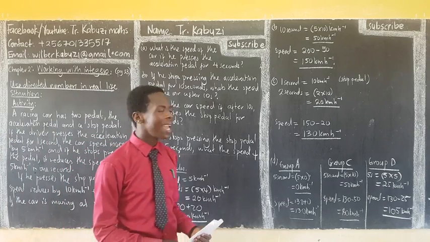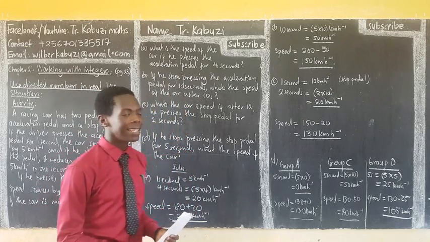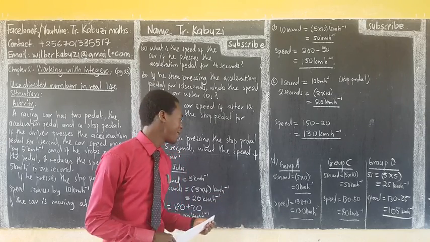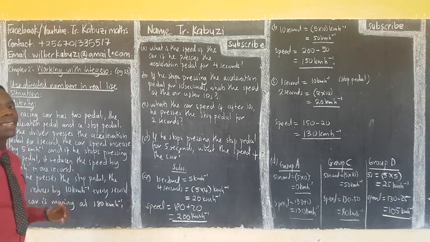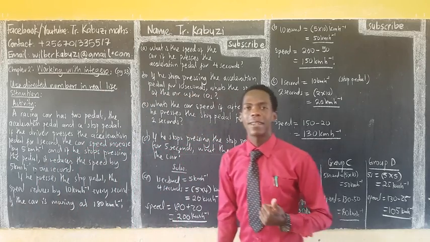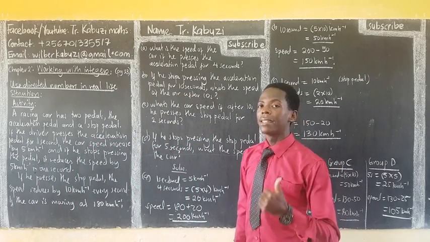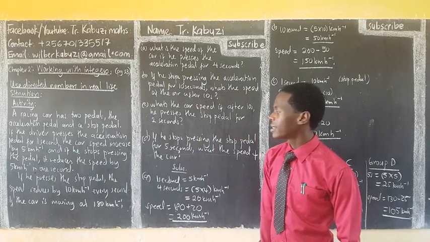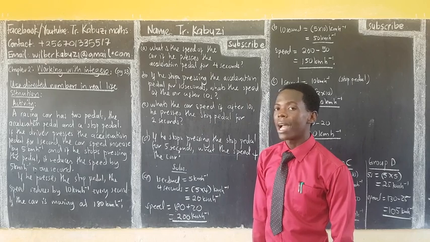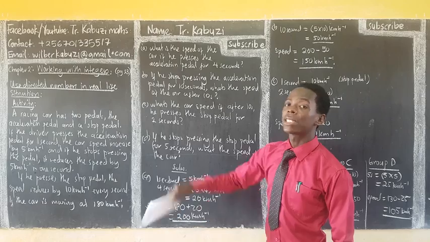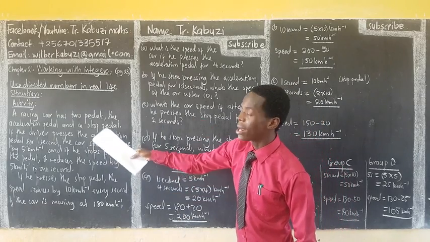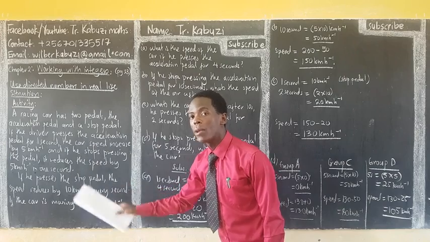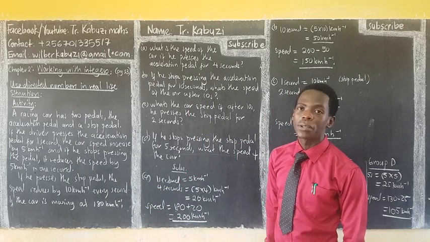Now, here, we are going to take the answer for group A. Why? Because when you look at this question, they just told us what happens if he presses the stop pedal. So if he presses the stop pedal, the speed reduces by 10 kilometers every second. They never told us what happens if he stops pressing the stop pedal. All they told us is what happens if he stops pressing the acceleration pedal. But when he stops pressing the stop pedal, they never gave us any information.